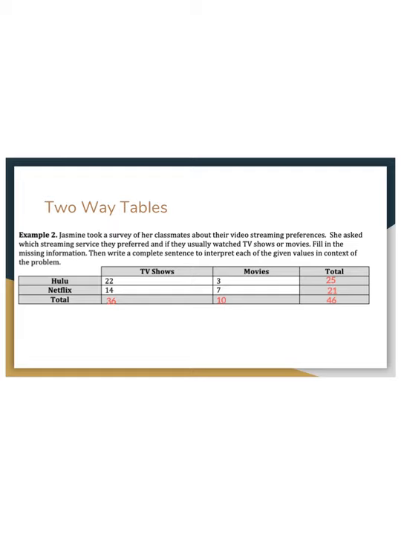If I'm looking at just Hulu, I'm going to add my 22 and my 3. So 25 total people stream through Hulu. Whereas for Netflix, 14 plus 7 is going to be 21. So I have 21 people who stream Netflix.